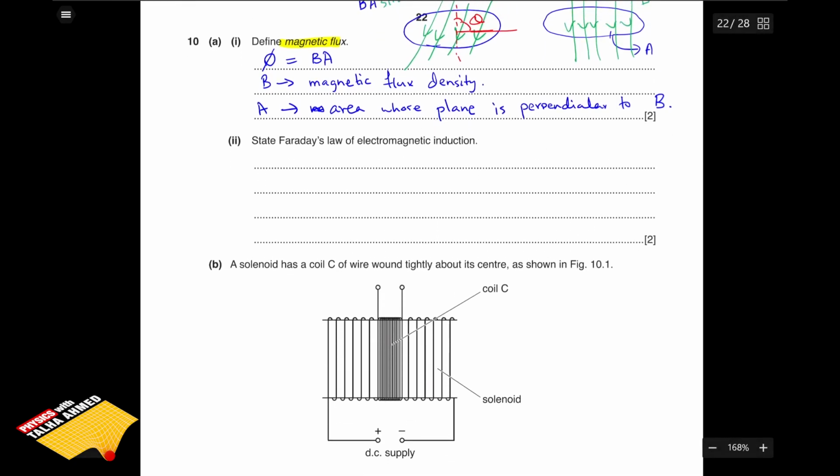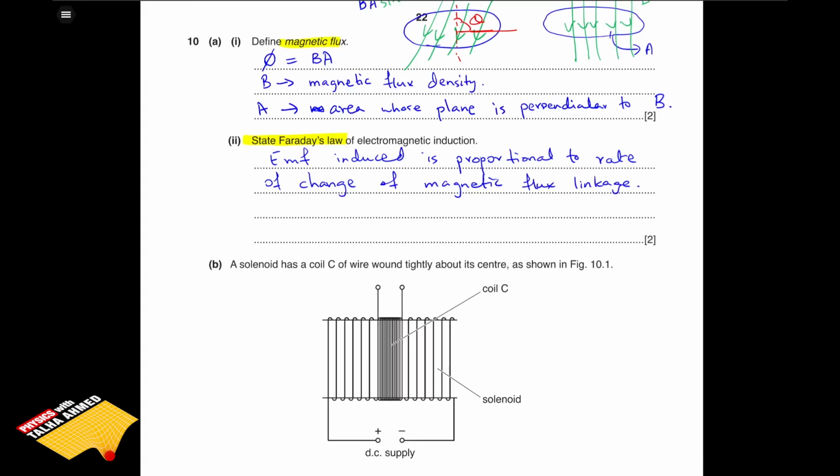Okay, moving on to part 2, state Faraday's law of electromagnetic induction. I feel like this definition or this law repeats every single year. I seriously think it does. I've not done the proper analysis, but I think it does. They basically just repeat it every single paper. So you should just memorize the whole thing. EMF induced is proportional to rate of change of magnetic flux linkage, which means the change of magnetic flux linkage divided by time.